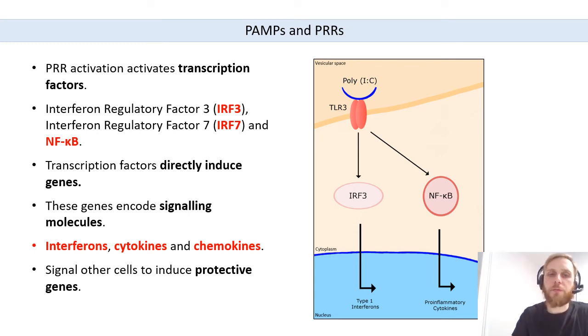So these transcription factors include IRF3, interferon regulatory factor 3 and 7, and also NF-kappa B. And again, I'm sure we know what transcription factors are. They're activated, and once they're activated, they move into the nucleus where they induce the expression of specific genes. In this case, in the innate immune system, this involves signaling molecules, which are interferons, cytokines, and chemokines. And once these are produced and released, they induce widespread changes throughout the immune system.